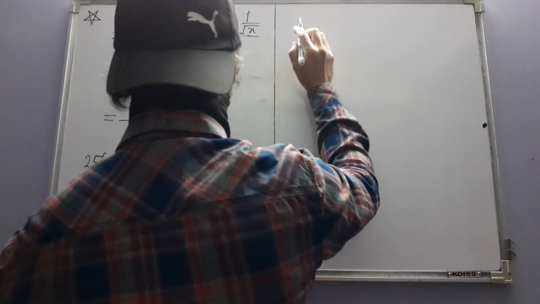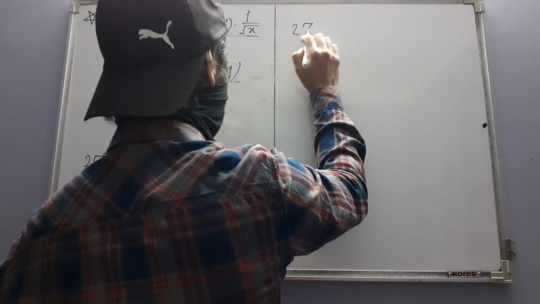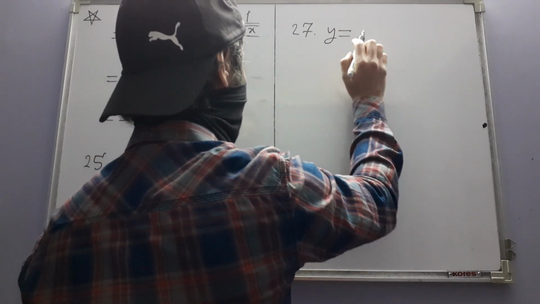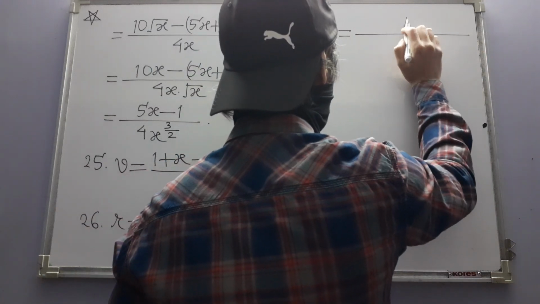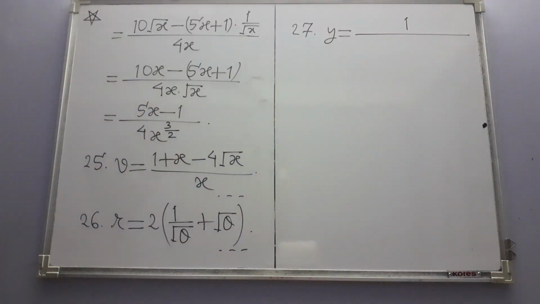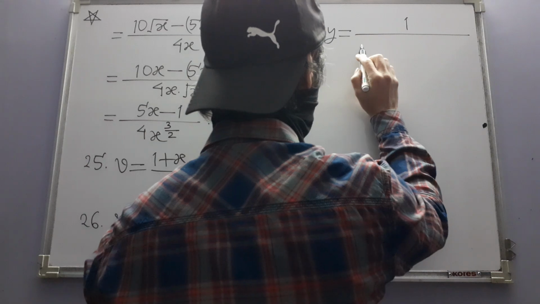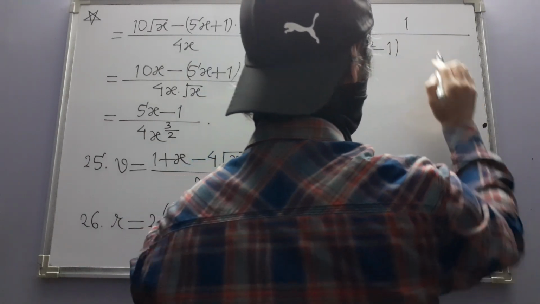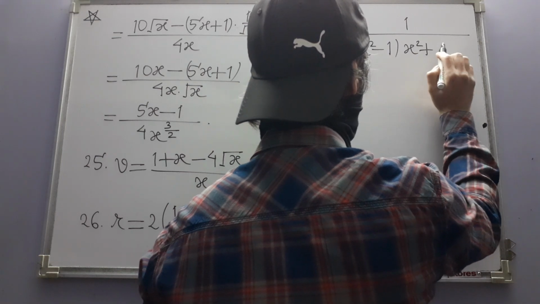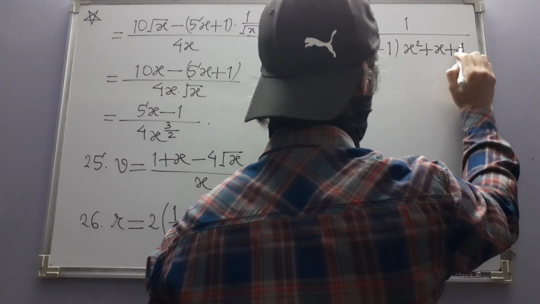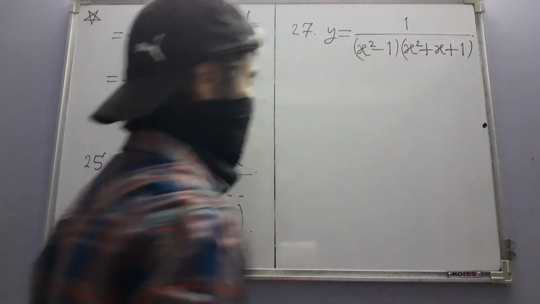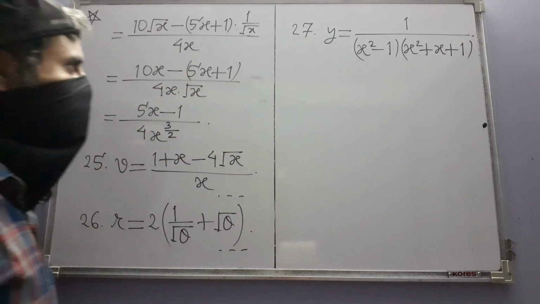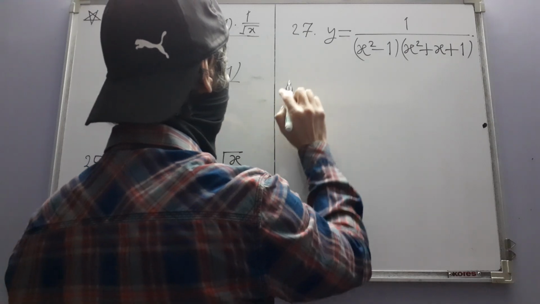Next, 27. Yeah, this one I will do. Here there's almost nothing in the numerator, just 1, and the denominator, however, is x square minus 1 times x square plus x plus 1. We just have to use the quotient rule.